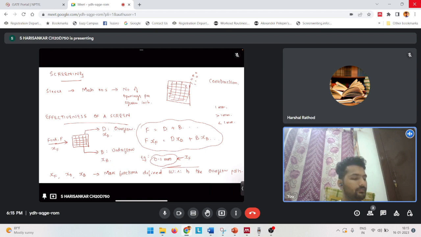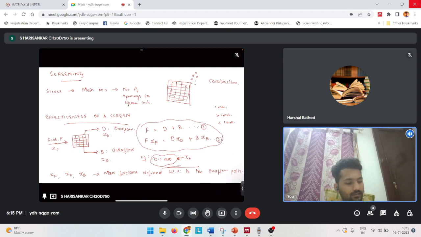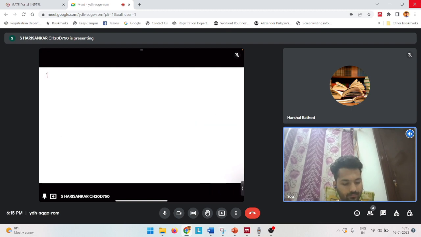Using this, we can write the mass balance and the component balance equations 1 and 2 respectively, and we can combine them. Let's write this equation again. F = D + B, and F·XF = D·XD + B·XB.